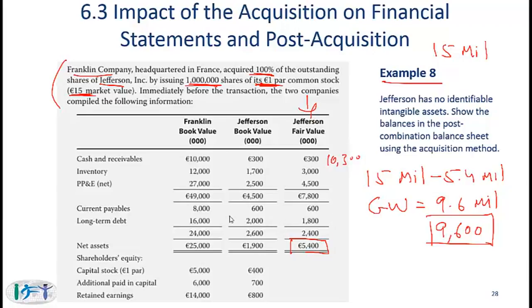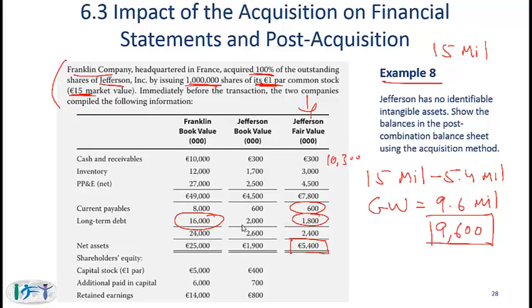On the liability side, current payables would be 8,000 plus 600, which would be 8,600. Long-term debt would be 16,000 plus 1,800. Note that we are using the fair value and not the book value.